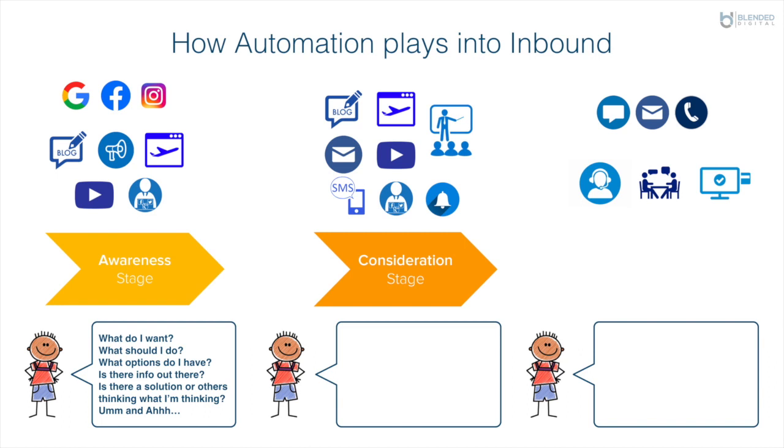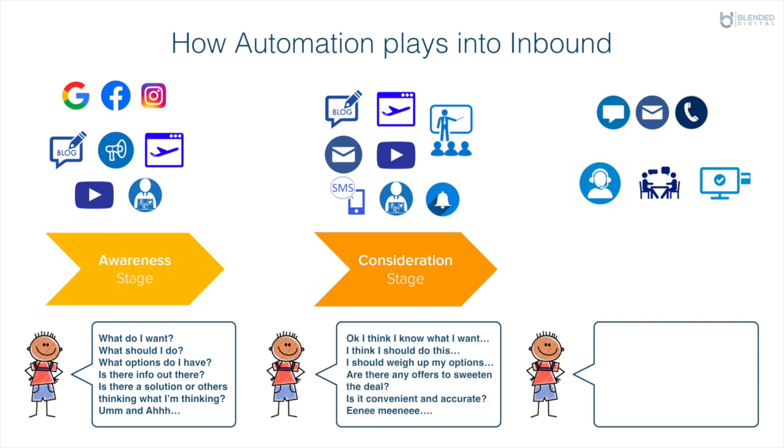Once he's gone through the awareness stage, he goes into the consideration stage, whereby he looks at further blogs or landing pages, or he might attend a webinar, or look at another video, or if he's subscribed to something, he might be sent emails, SMSs, social notifications, or even in-app notifications. And at this point, in the consideration phase, he's thinking, okay, I think I know what I want. I think I should do this. I should weigh up my options. Are there any offers to sweeten the deal? Is this convenient and accurate to what I want? He's kind of going eeny, meeny, miny, mo at that point.